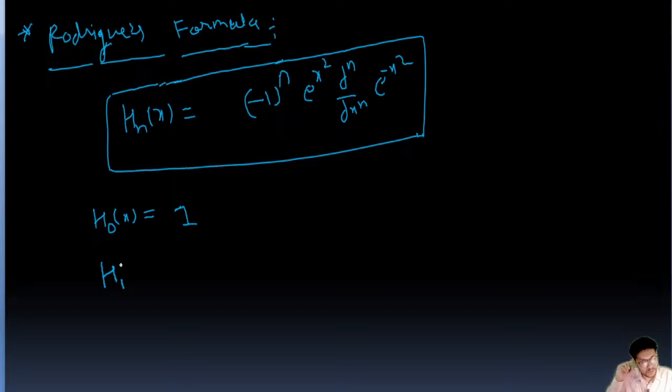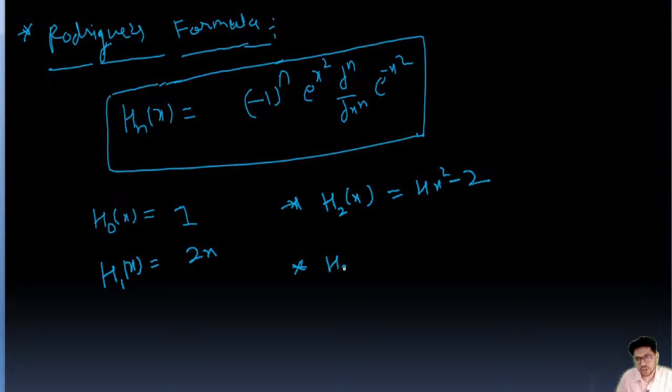H1(x) value is 2x. H2(x) value is 4x square minus 2, and H3(x) value is 12x cube minus 8x. Sorry, my apology, this is not correct. This is 8x cube minus 12x. 8x cube minus 12x. And 4x square minus 2 is correct.